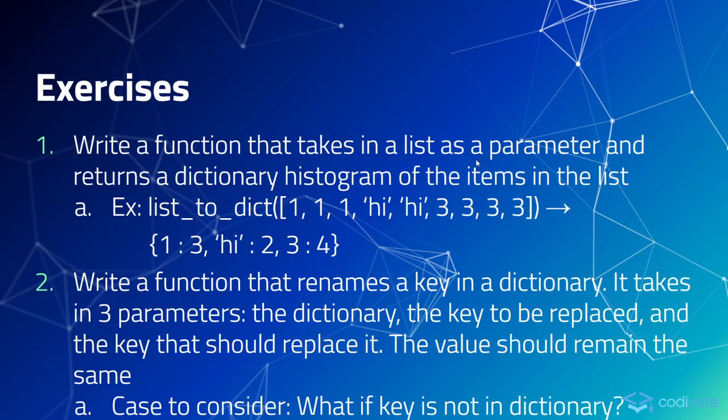Alright, write a function that renames a key in a dictionary. That is exercise 2. It takes in 3 parameters: the dictionary, the key to be replaced, and the key that should replace it. The value, however, should remain the same; only the key should change. One case to consider is what if the key is not in the dictionary? This is a big hint to use our in method or in boolean.